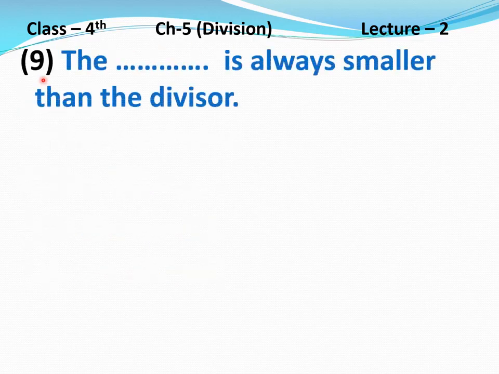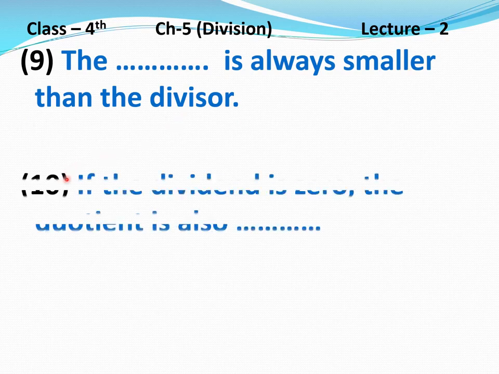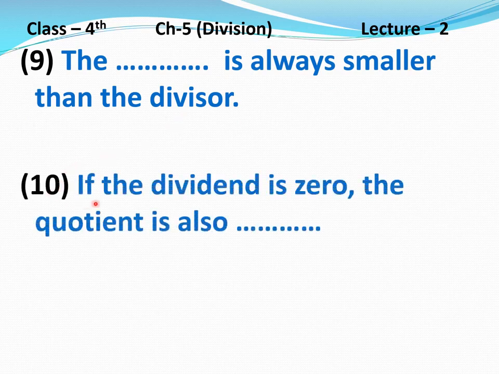Now, ninth question. The dash is always smaller than the divisor. 10th question. If the dividend is 0, the quotient is also dash. These are the questions assigned as homework.